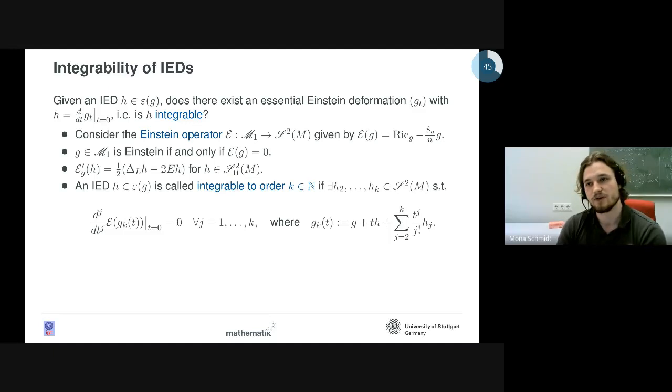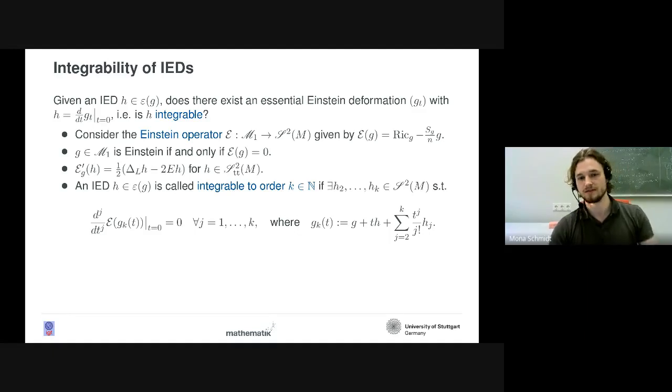And then we can ask, okay, we can linearize it, but what about higher order terms? This is where the term integrable to order k comes into play. If we have some IED, we call it integrable to order k if we find other symmetric 2-tensors such that we can start building some formal power series, and this satisfies that all the derivatives up to k of this g_k inserted into the Einstein operator are 0.